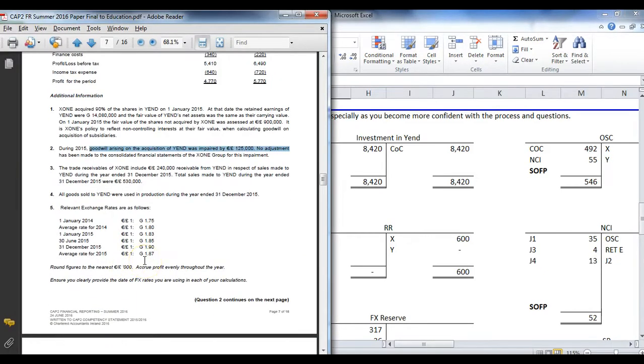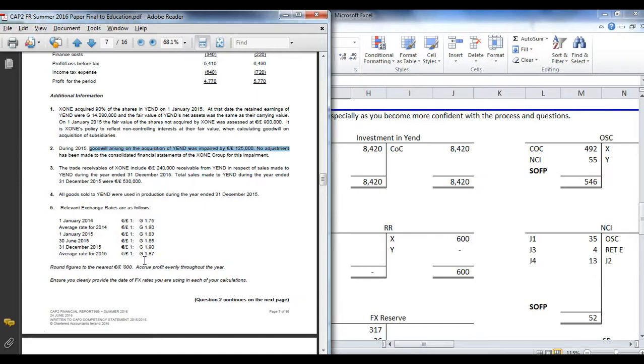Now we're on to the intergroup trading, which we know is Note 3 and Note 4 together. So trade receivables of X1 include 240,000 receivable from Y in respect of sales made during the year. Total sales made to Y during the year ended 31st December 2015 were 530,000. And Note 4, all goods were used in production. So there are no goods on hand at year end.